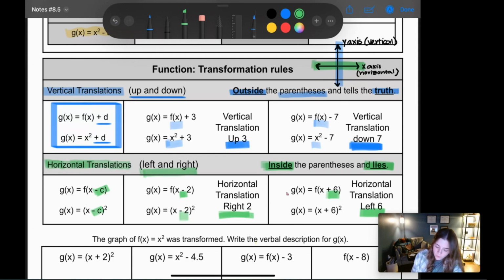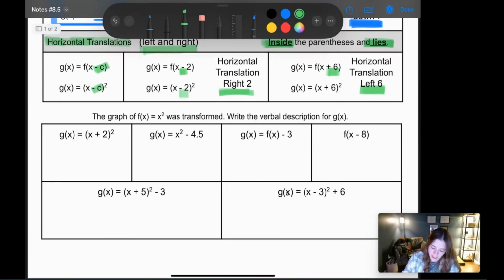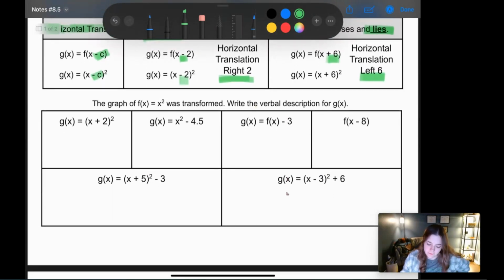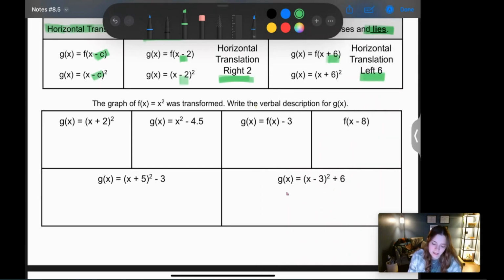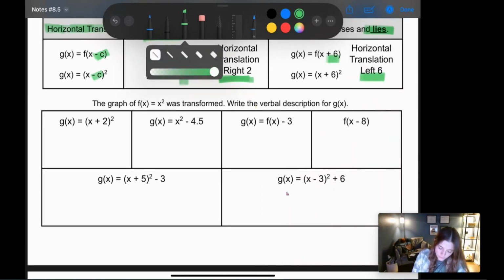So we're going to put this into practice and look at functions and decide what shifted, what happened. Now you can confirm any of these inside of Desmos if you're unsure. But let's take a look at a few without Desmos and then we'll double check. So it says the graph of f of x squared was transformed, and I already showed you what that looked like on Desmos, right there. Now it's saying what happened to that on this first one is x plus 2. Well, remember, if it's inside of the parentheses, that is going to be what?